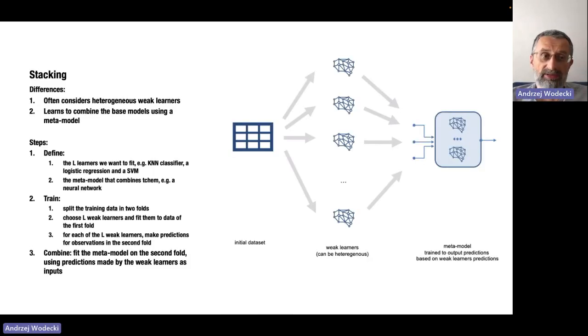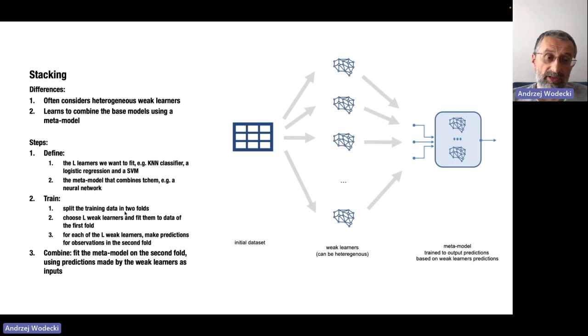So finally, we have stacking. I do not have this presentation in much detail, but the point for stacking methods is that you can combine heterogeneous models of different types. So the steps are the following. We define the weak learners, and we define the meta model to combine them. For example, a neural network might be the meta model to combine.